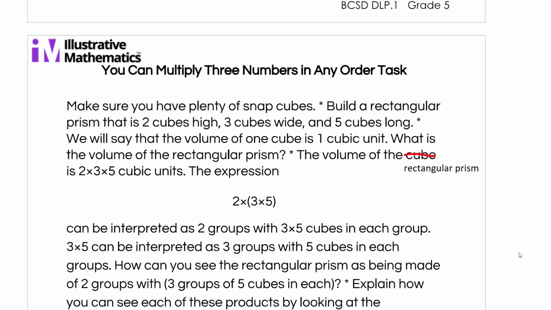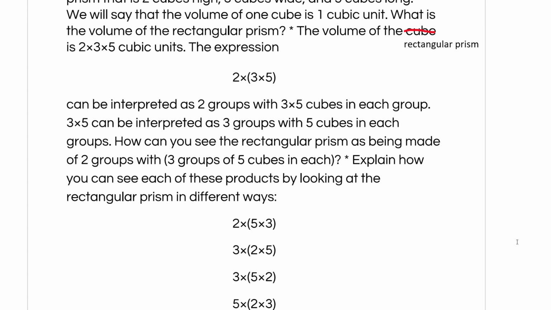The expression is 2 times 3 by 5. So what we're looking at is something that is 3 by 5, and then it's 2 high. So it can be interpreted as 2 groups with 3 by 5 cubes in each group. 3 by 5 can be interpreted as 3 groups with 5 cubes in each group.